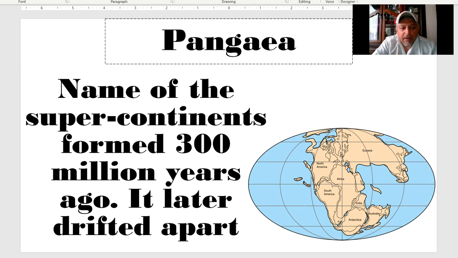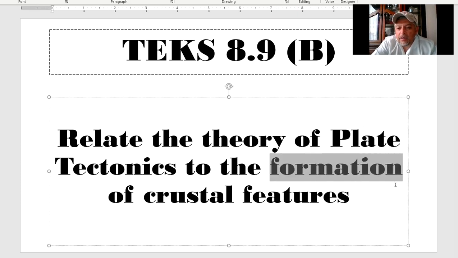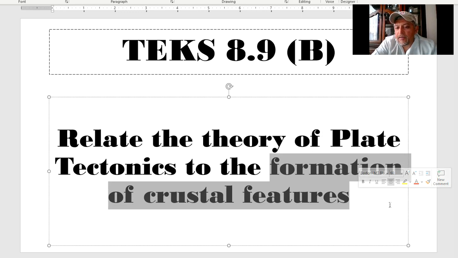Today we're going to be covering TEKS 8.9 letter B, which is plate tectonics. Today we're going to be looking at the theory of plate tectonics. It's not continental drift anymore. And we are going to be looking at the formation of the crustal features, right? These are the things that happen due to all this movement of plate tectonics, so how the plates in the planet are moving. So there's a lot of things that you're going to be learning throughout.